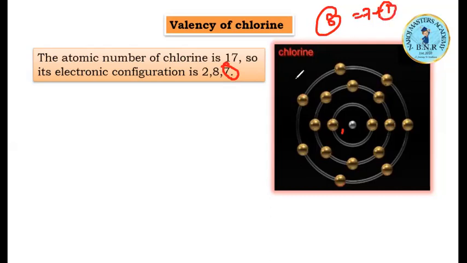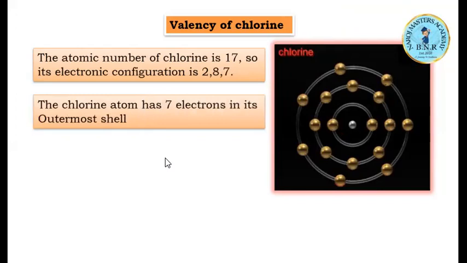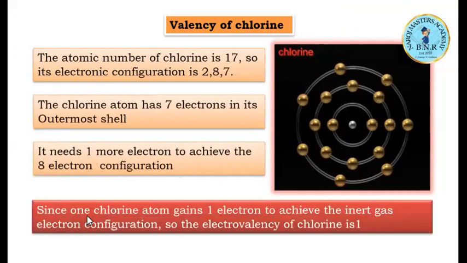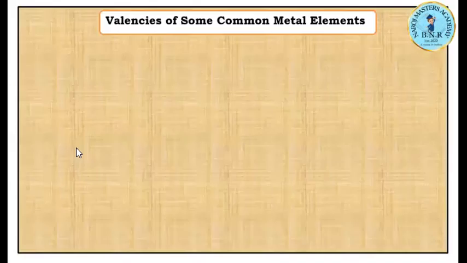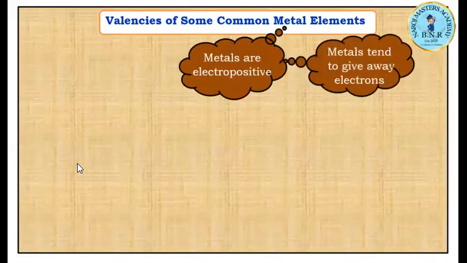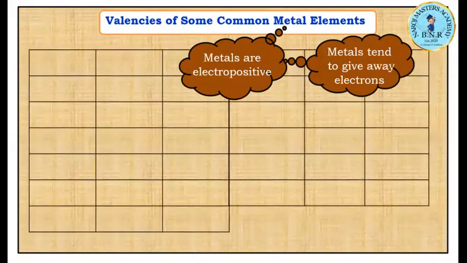So chlorine will gain 1 electron to become stable. Chlorine has 7 electrons in its outermost shell and needs 1 more to achieve the 8-electron configuration. Since one chlorine atom gains 1 electron to achieve the inert gas configuration, the electrovalency of chlorine is 1. So the valency of chlorine is 1, and the valency of sodium is 1. Metals are electropositive and tend to give away electrons, always donating them, whereas non-metals always gain electrons.